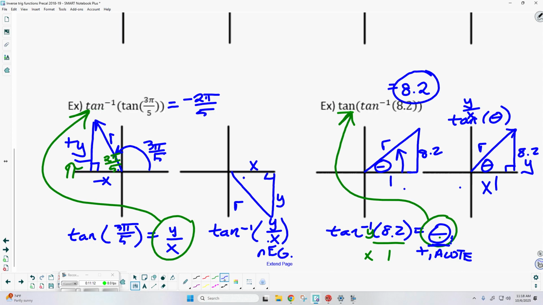That's 2 pi over 5. So I've got to rotate clockwise to get there. So that's why my answer would be negative, because we ultimately ended up in quadrant 4. Does that make a little more sense? Anybody have any questions on that? Yes, Lexi.